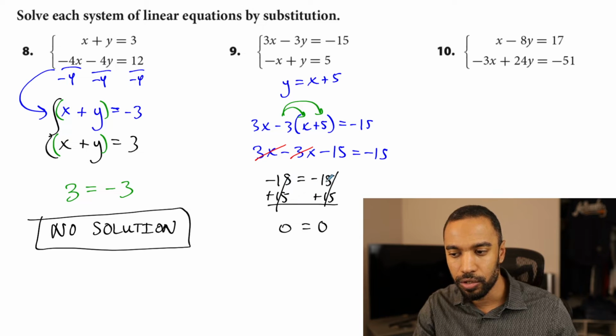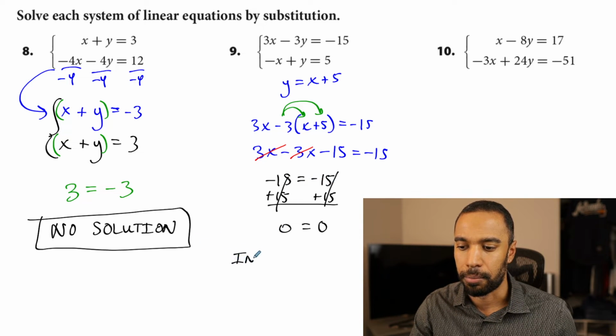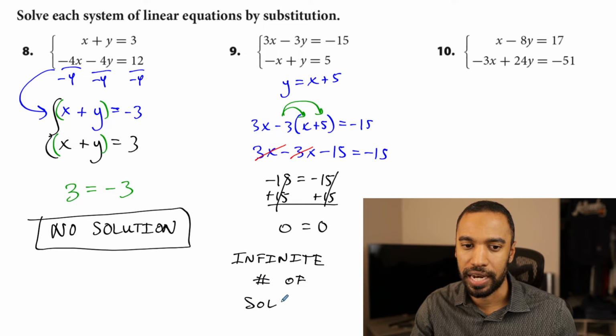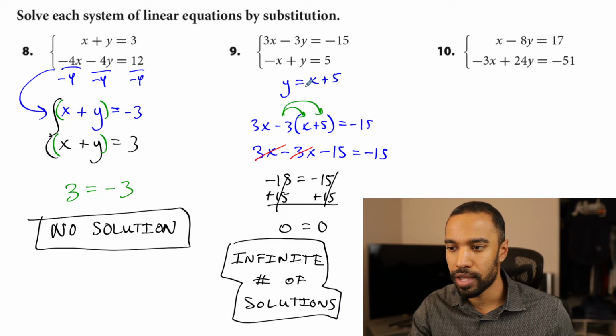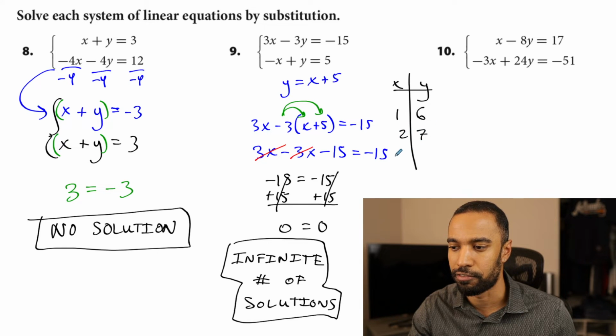When you get a 15 equals 15, a 0 equals 0, that is what is called an infinite number of solutions. Which is basically another way of saying that because these are the same line, there is more than one x and y that I could substitute into this to make it work. Which x and y's can you choose? I don't know. Go ahead and make a table out of this. Take the equation. Here's x, here's y. If you plug in 1 for x, you get 6 for y. If you plug in 2 for x, you get 7 for y.